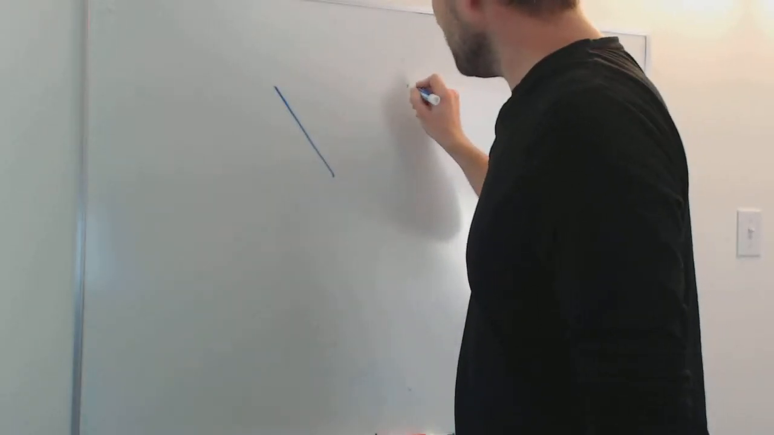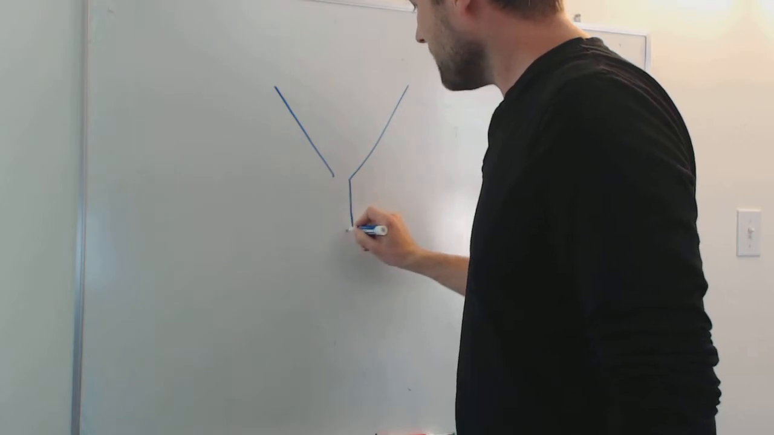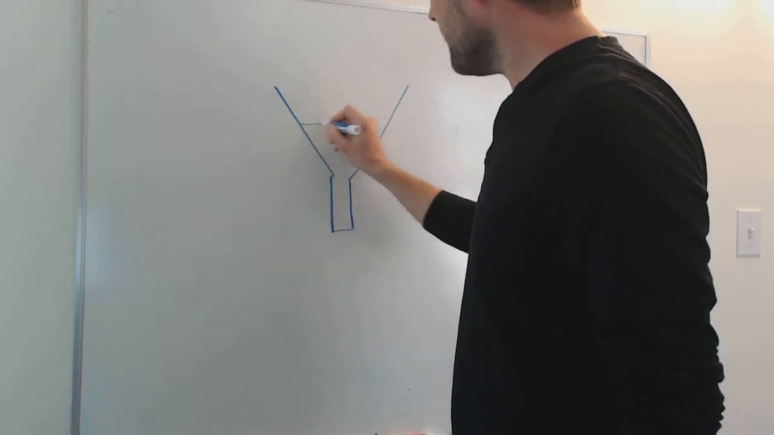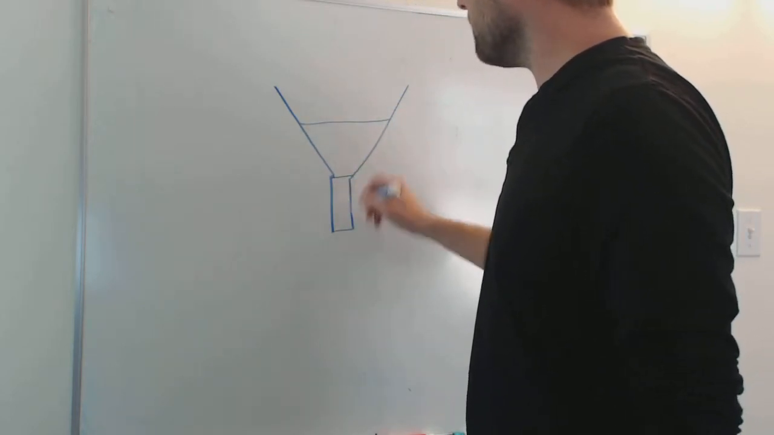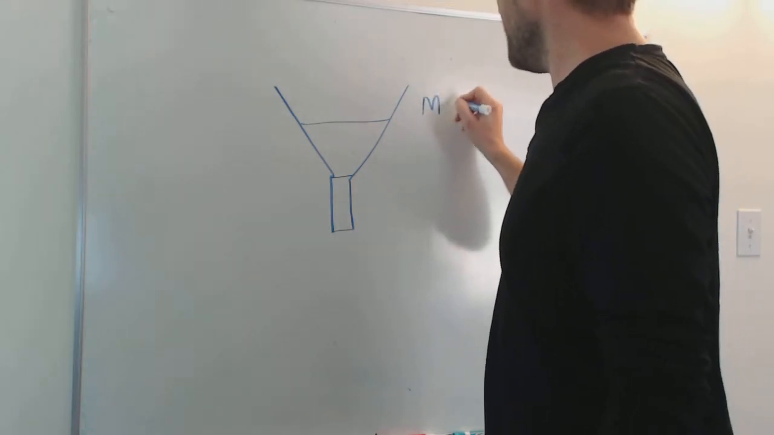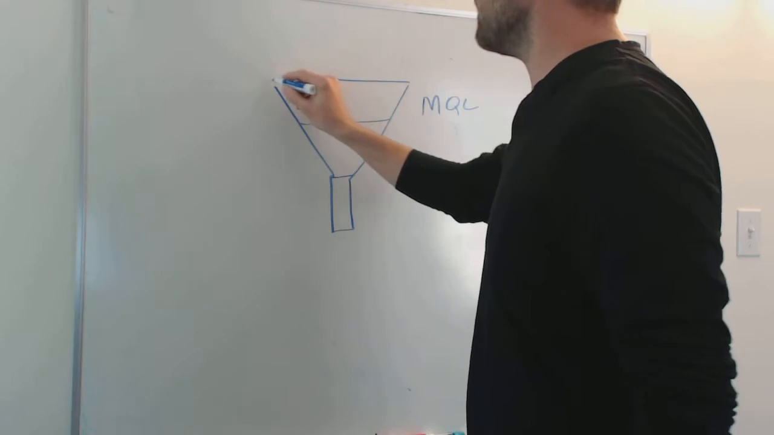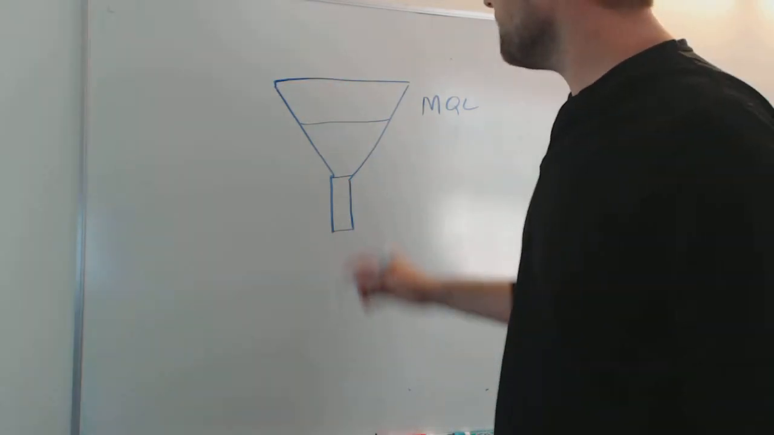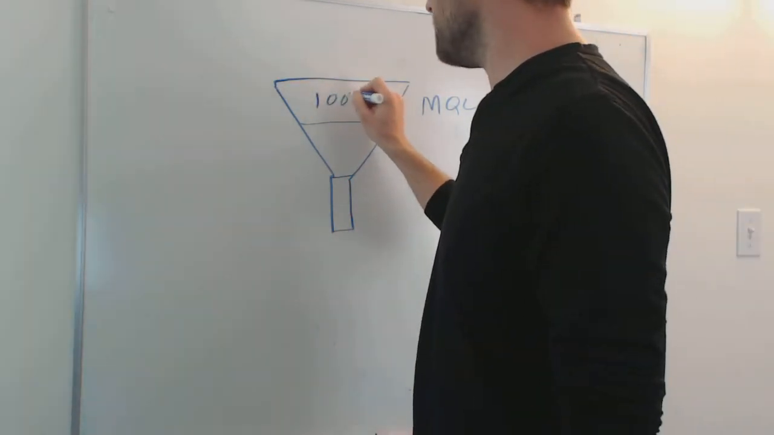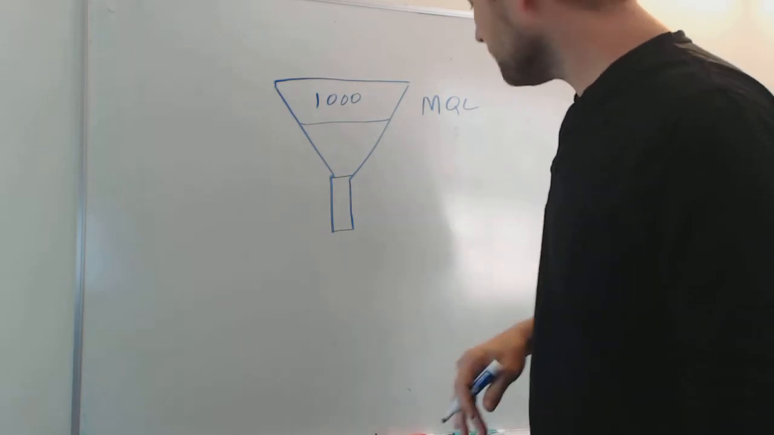So currently, in the world of sales and marketing, we have an awesome funnel. And this funnel has three parts. The first part is our MQLs, or marketing qualified leads. In this example, we're going to use a number just to define how many are coming in. Let's pretend we're a SaaS company. We've got 1,000 marketing qualified leads that are coming in each month.